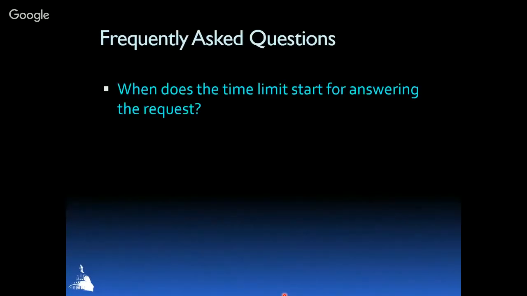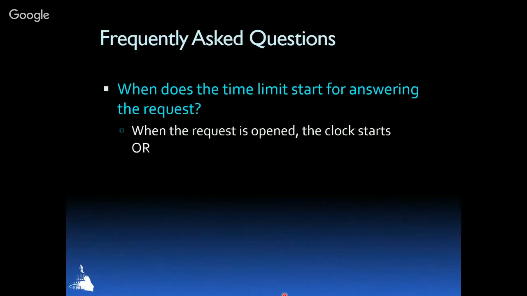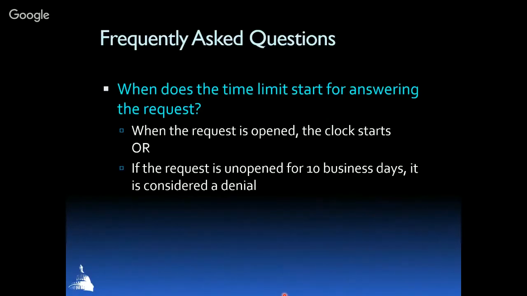When does the time limit start for answering the request? The time limit starts when the request is opened by you, the records officer. That's when it starts, not when you get the email or when the requester submits the request. It's when you open the request. Or if the request is unopened for 10 business days, then I will consider it a denial, and I will bump it out of the system. But usually I hunt people down before then. My job is to, well, one of my jobs is to make sure that these things are being opened and answered. So if you don't open it, then I will find you.